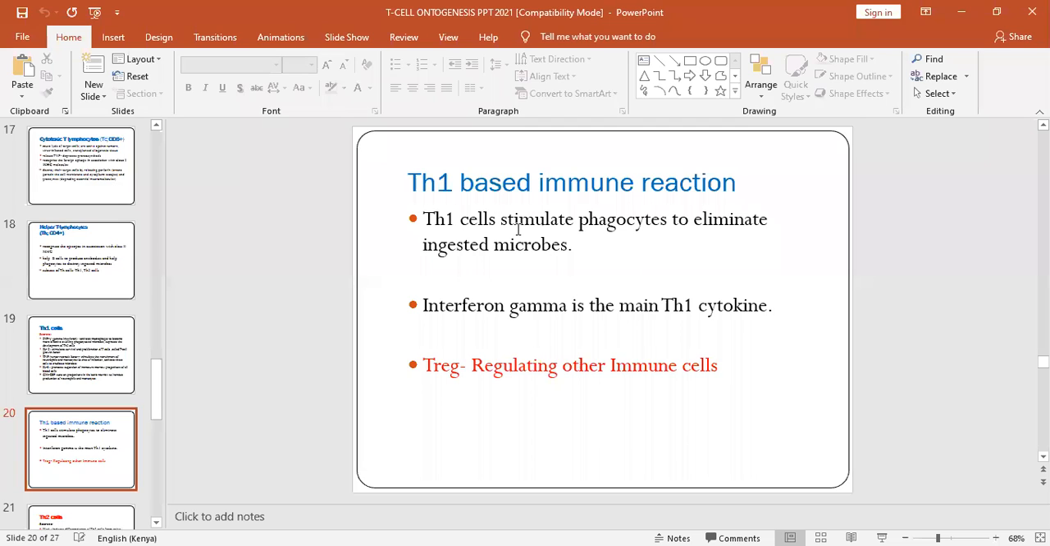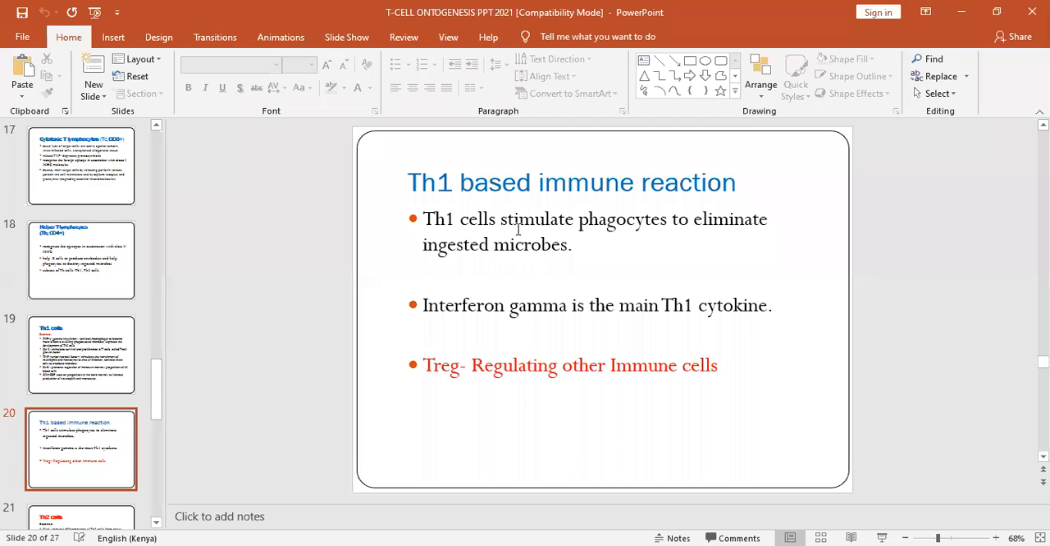Now, the T helper type 1 based immune reaction helps in eliminating ingested microbes through the process of phagocytosis, and that means it activates the phagocytic cells to bring about phagocytosis as required. The interferon gamma, as we have mentioned, is the main cytokine that is usually secreted by T helper type 1.